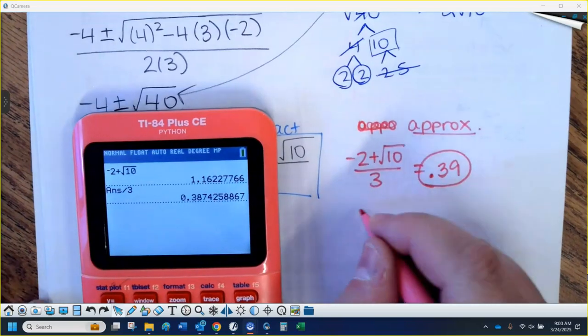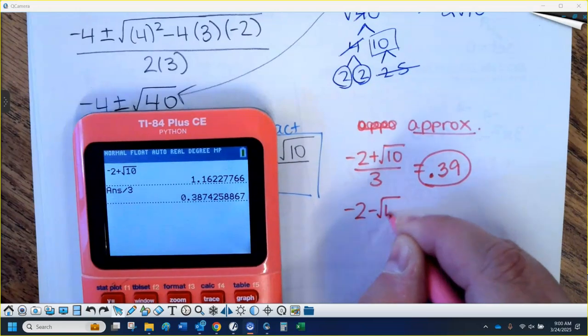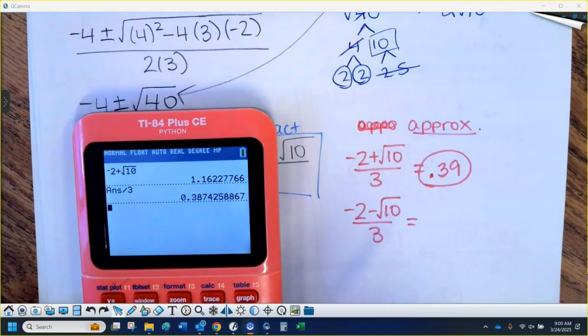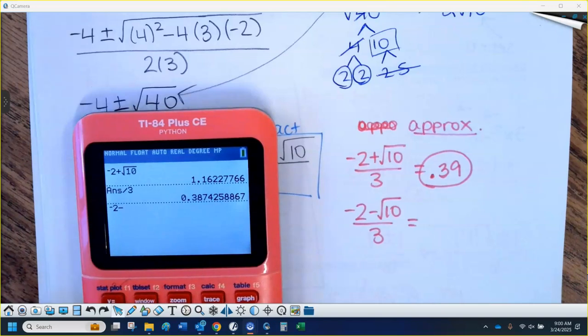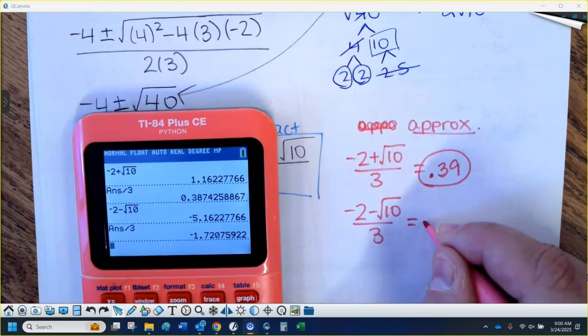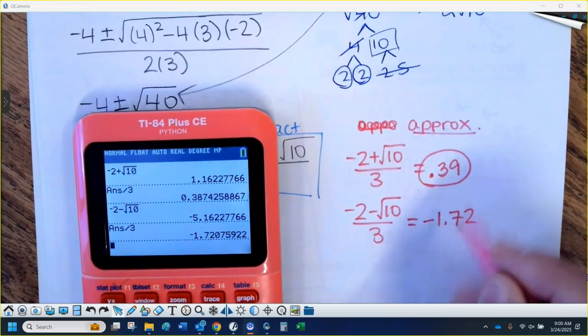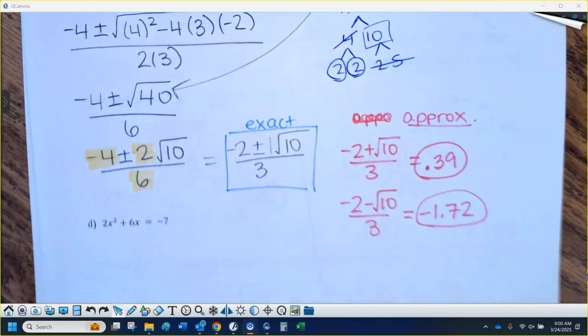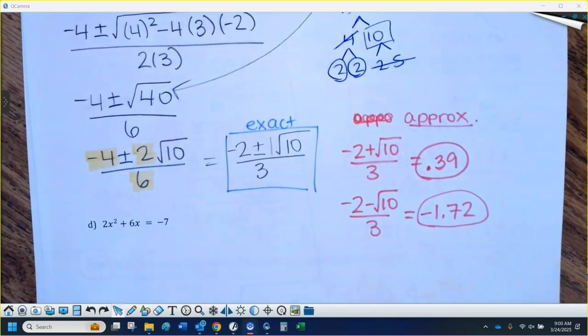You have 2 answers though for the approximate, because you also have -2 minus the square root of 10 divided by 3. So I'm doing -2 minus square root of 10, and then I'm going to divide that by 3. And so my other approximate answer is about -1.72. So those would be my 2 places if we were looking at it. The exact answer is going to include a radical if you have it. So approximate means I'm basically just approximating that square root of 10. But you just do that on your calculator.